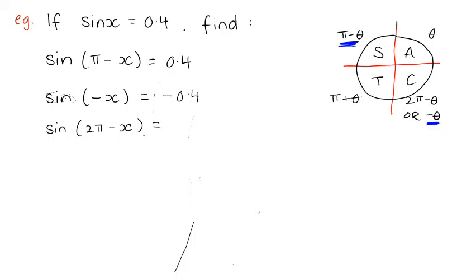What about sine of 2 pi minus angle? It's actually exactly the same as the question above it, because it's in the same quadrant. Remember, 2 pi minus angle is the same as negative angle, because 2 pi is equivalent to 0.